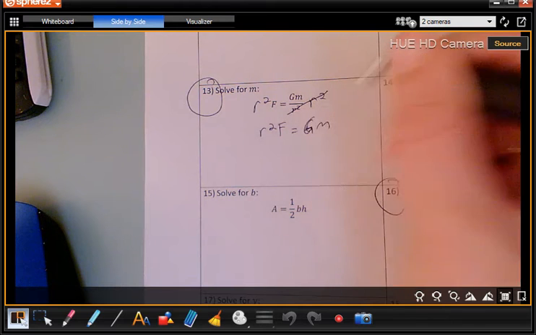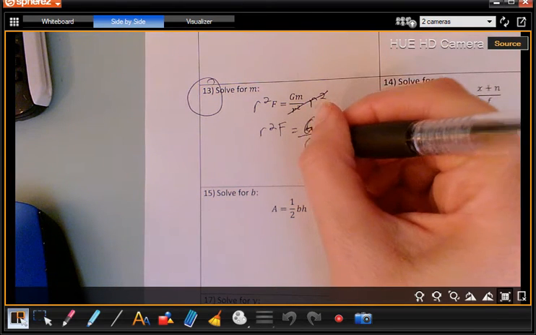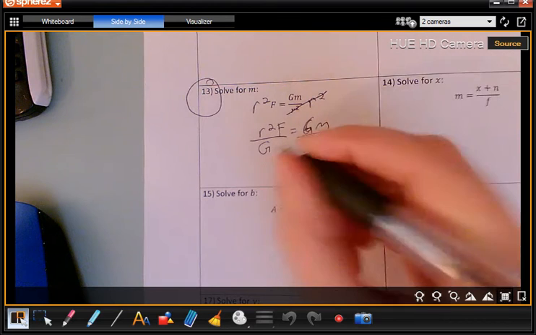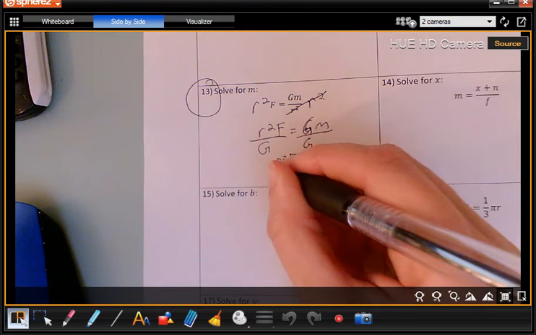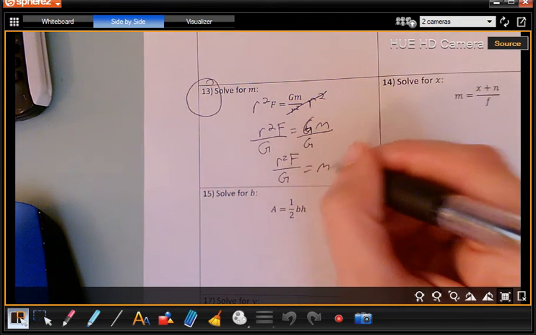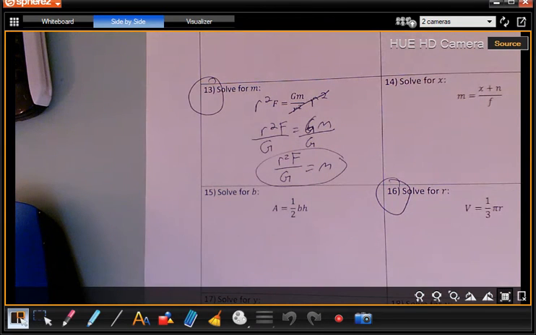So I'm going to divide both sides by g. And I'm going to get r squared f over g equals m. Now I know that looks kind of messy, but that is the right answer. We wanted to get m all by itself.